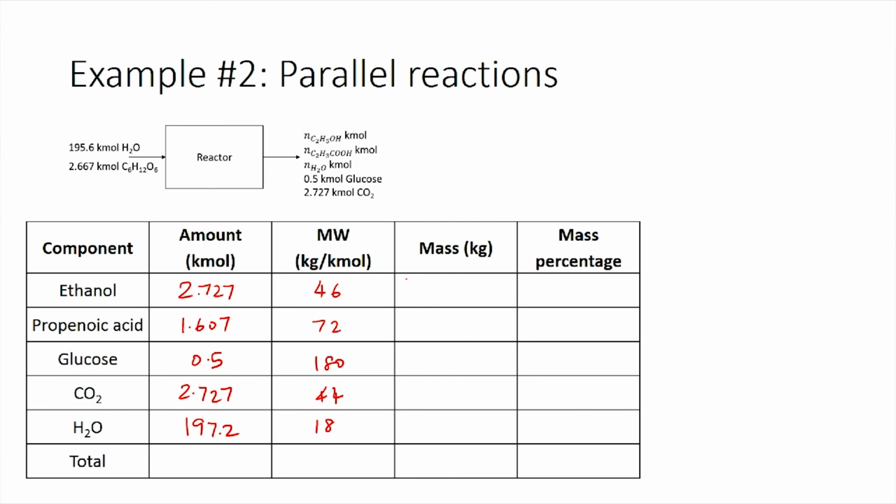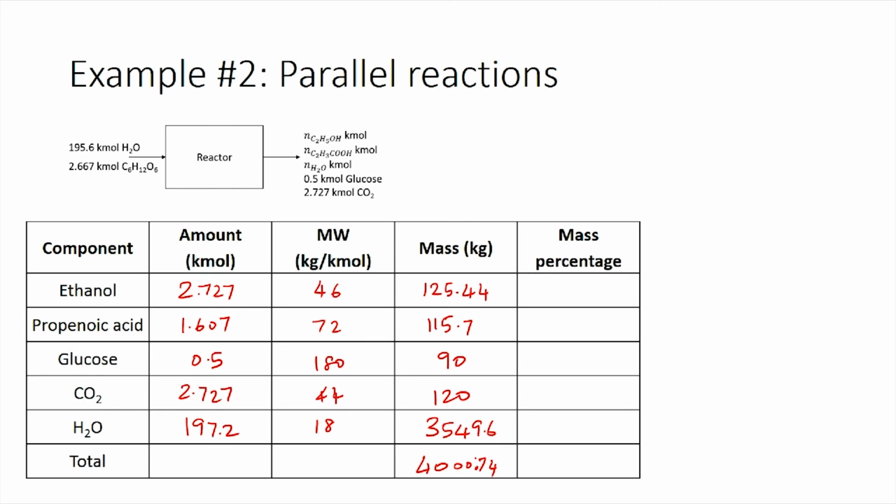Using the molecular weight, we can calculate the masses as the product of molecular weight and the number of moles to get the masses as 125.44 kilograms, 115.7 kilograms, 90 kilograms, 120 kilograms and 3549.6 kilograms. The summation here would come to 4000.74. One thing you would notice is we had 4000 kilograms of feed present initially. The value we are getting here is slightly off. This is not because of mass being created, this is just because of rounding off errors. If we had not rounded off and if we had used all the decimals, we would get exactly 4000. So, the numbers which we have used are slightly off because of rounding off errors.